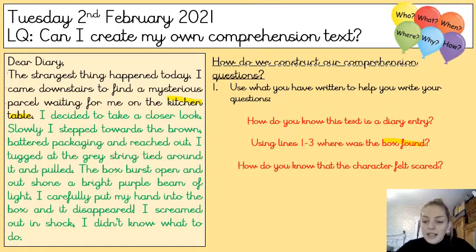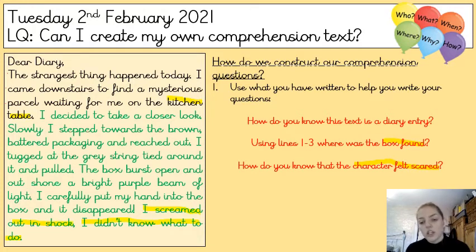Question 3, so my last example was, how do you know that the character felt scared? So it might be that I've identified the character felt scared because they screamed out in shock. They didn't know what to do. So that is where I would know that the character felt scared. So I would write, the character felt scared when they screamed out in shock and they said they didn't know what to do.